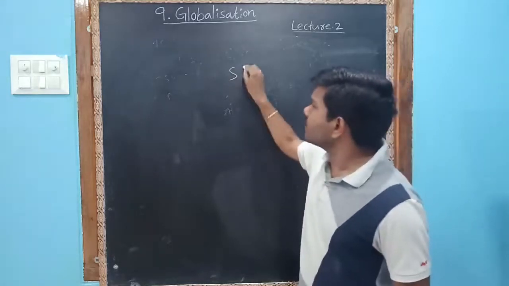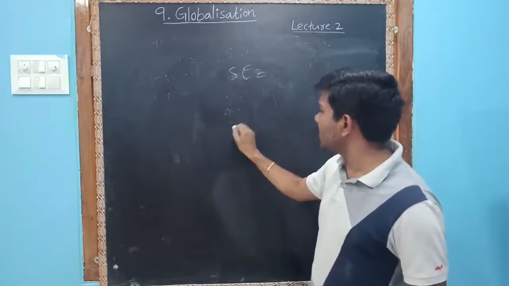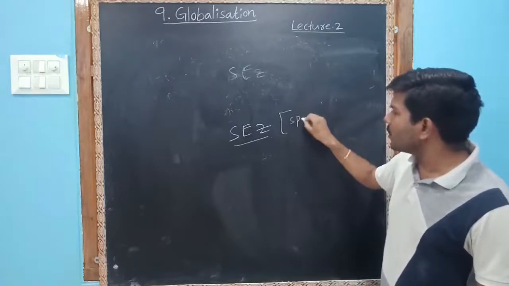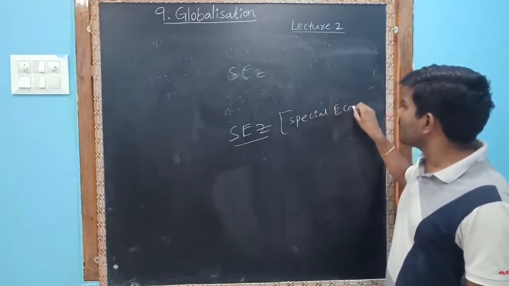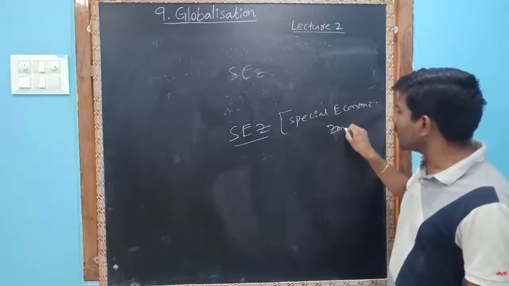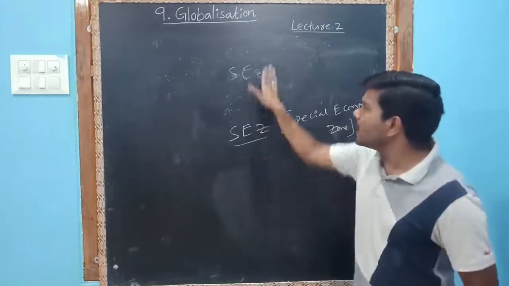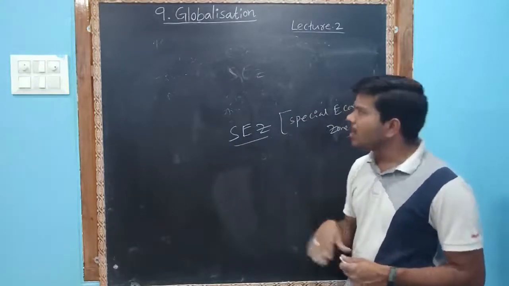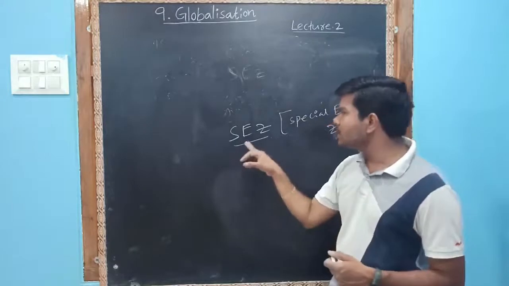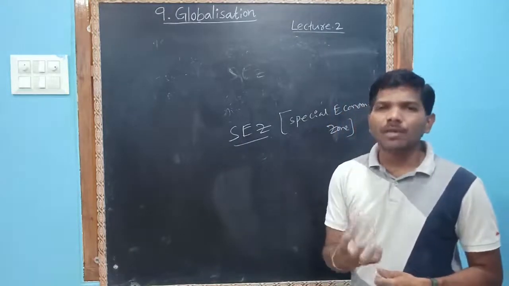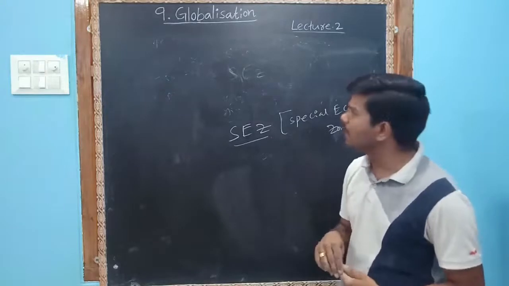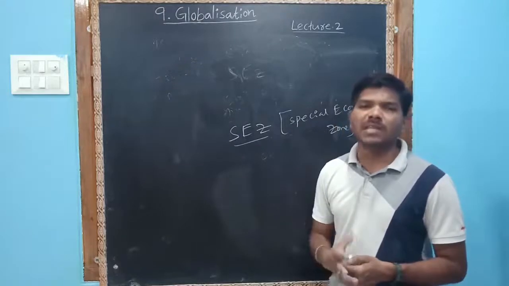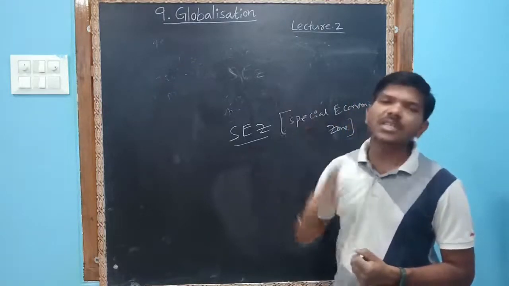Next, SEZ. SEZ means Special Economic Zone. Nowadays, state government and central government both are implementing special economic zones because they want to attract foreign companies to India. For example, the IKEA company we discussed: we provided the basic facilities like land, water, and electricity.